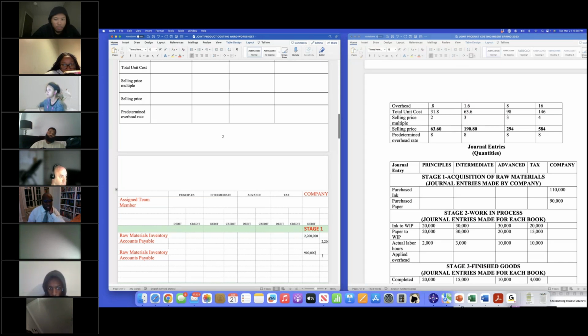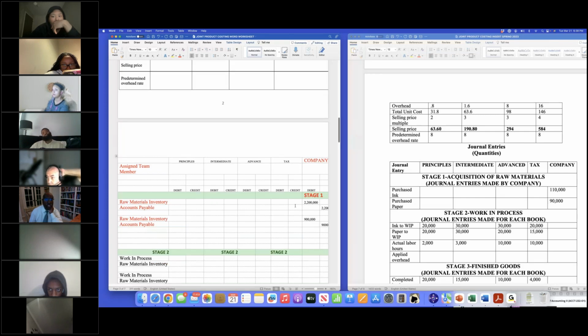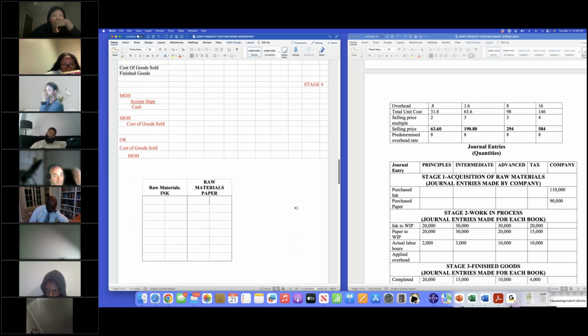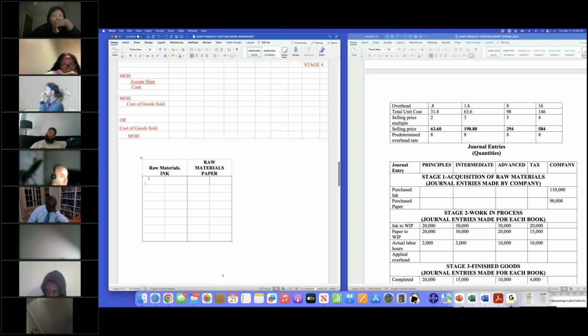So remember, in stage one, only the team leader is doing that. Now, we then post those numbers. So that was what? 2,200,000, 2,200,000, and 900,000.